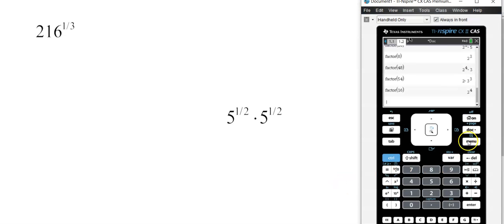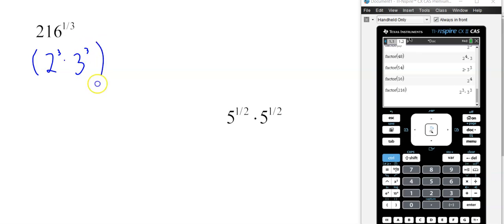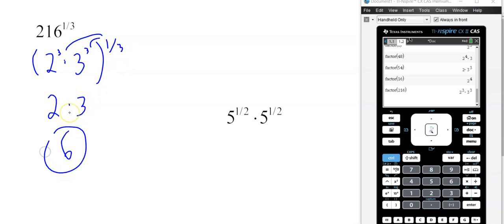Okay, when you have stuff like this, 216 is not a prime number. So right away, I'm going to go to menu 2, 3, factor 216. Ah, so much better, right? Because now I can write that. I'm going to write 2 to the 3rd times 3 to the 3rd. This is still being put to the 1/3 power. Now let's do the power rule. We have to multiply that by both terms, right? Because there's a multiplication sign in between here. So 2 to the 3/3, which is 2, times 3 to the 3/3, which is 3, which is 6. Wow, simplifies nicely.